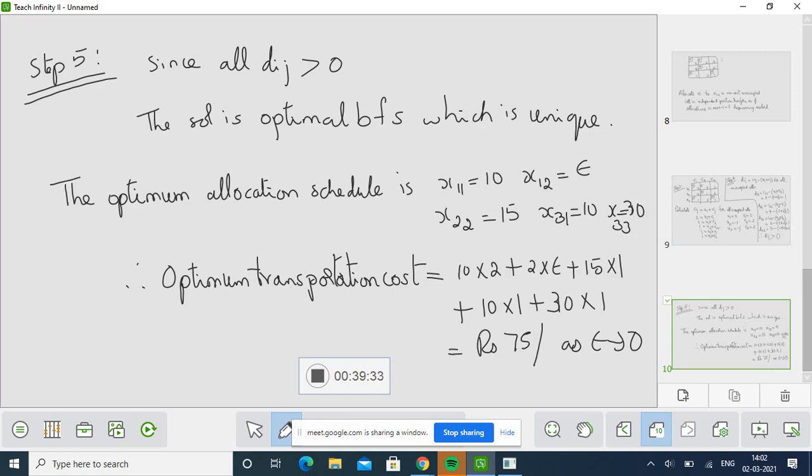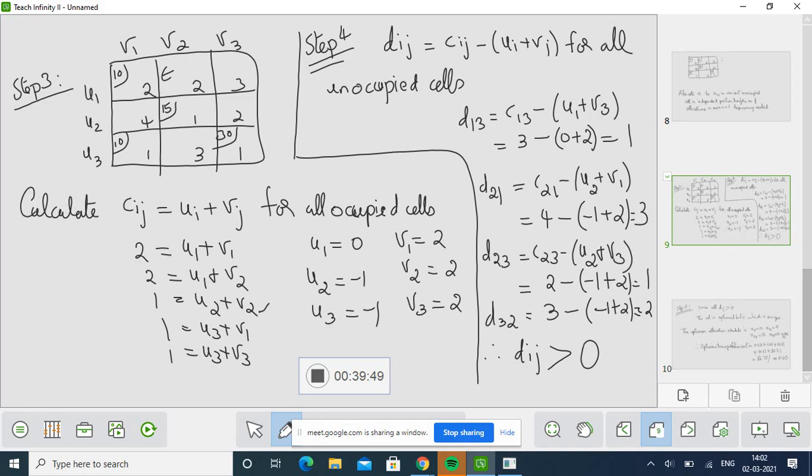Optimum allocation schedule is this. Okay. Now you can ask me, hey, you have taken one problem for 40 minutes, then what are you going to ask for 3 marks in this question? It seems to go into pages. It's not like that. What we will do is, I will give you this allocation. I will say calculate Cij equal to Ui plus Vj for all occupied cells taking U1 equal to 0. This alone can be asked for 3 marks. You are going to do only this much.